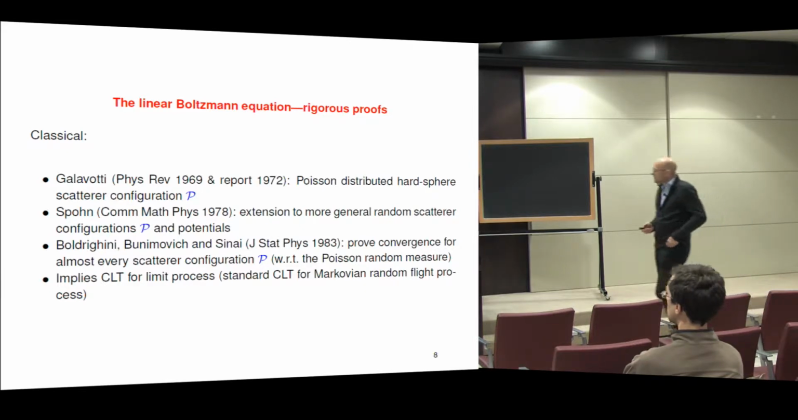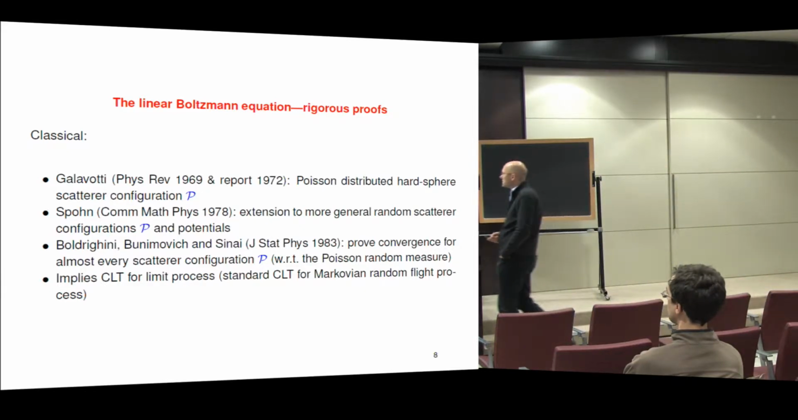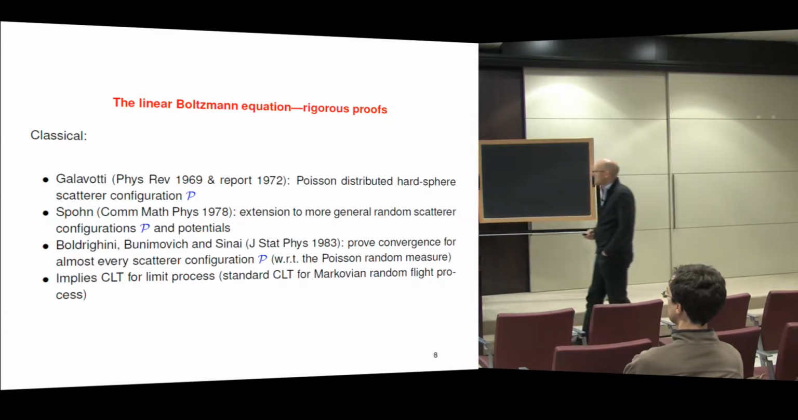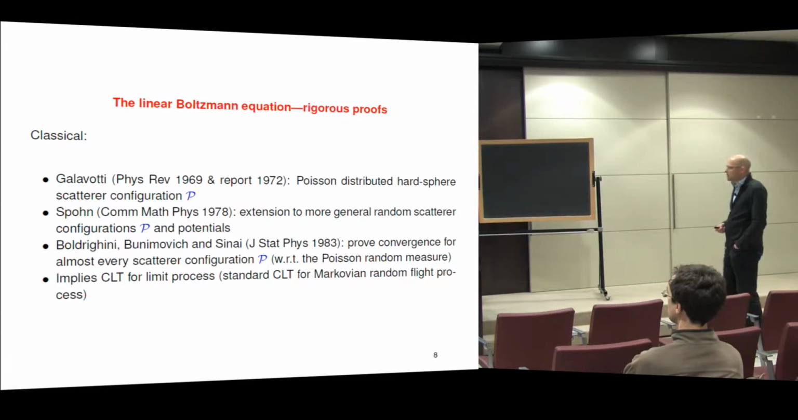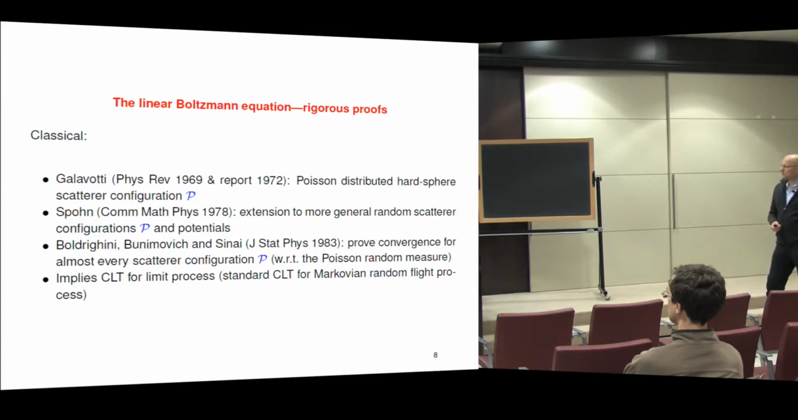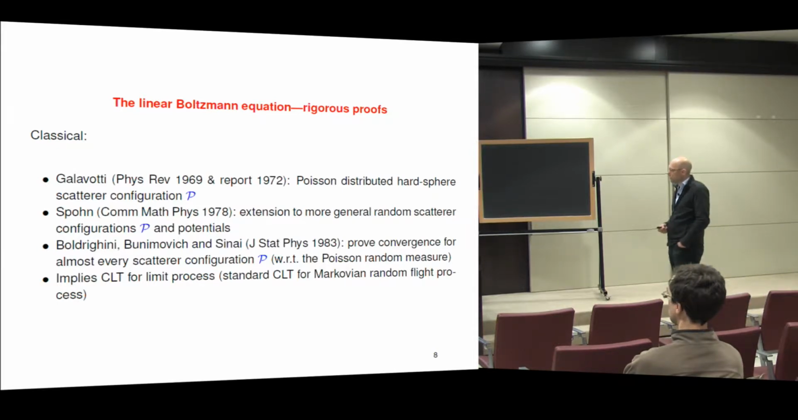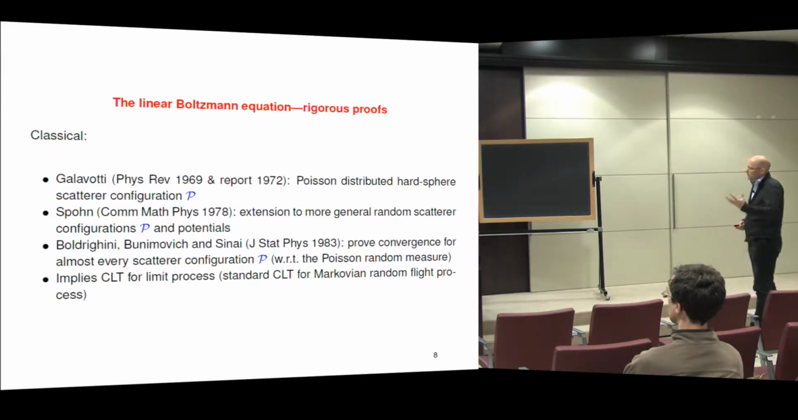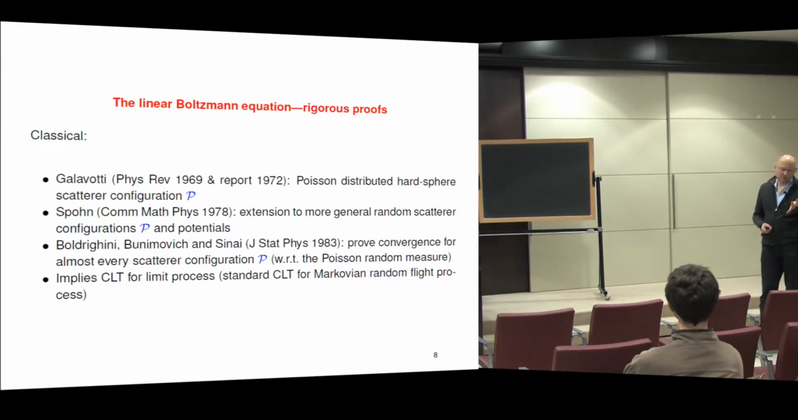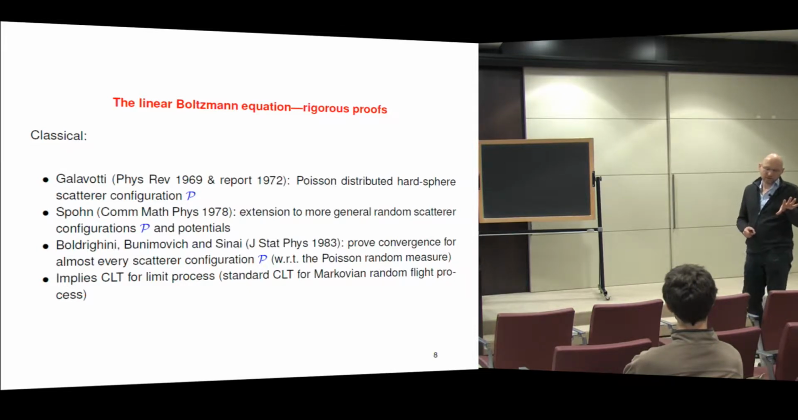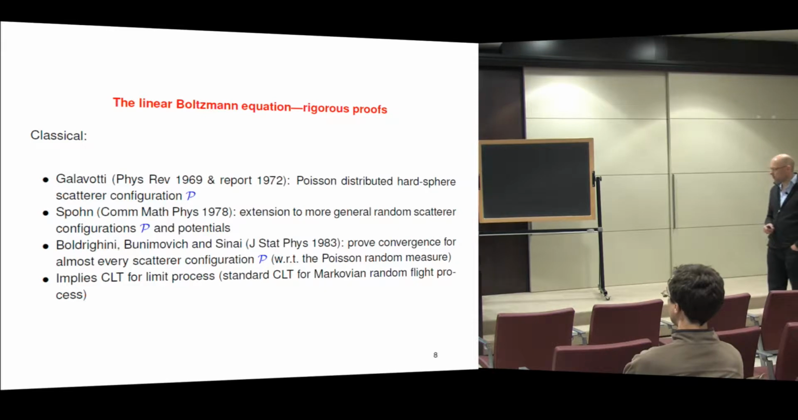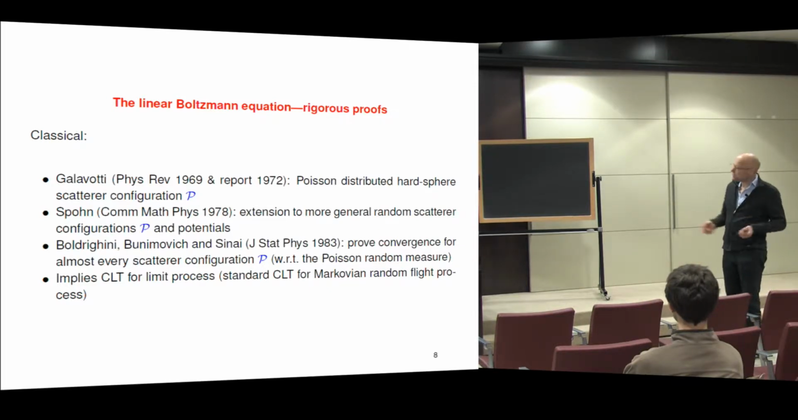Now, it took over 65 years until there were some rigorous results on establishing the convergence of the underlying Hamiltonian dynamics, so the convergence from the billiard dynamics to the linear Boltzmann equation, and that was first done by Galavotti, who proved it in the case when your scatterers are located at points of a Poisson point process, and he proved this on expectation over the point configuration.